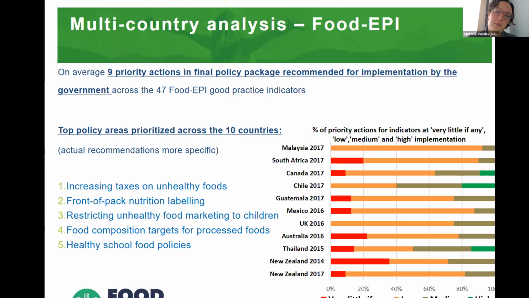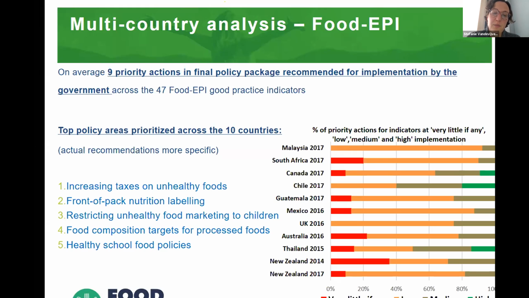The third one is also often highlighted as a priority. It's an extremely important policy area, restricting junk food marketing to children. But internationally, there's not that much progress on countries taking comprehensive and bold actions, although there are a few.